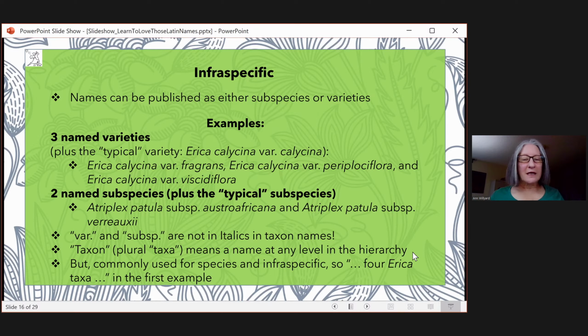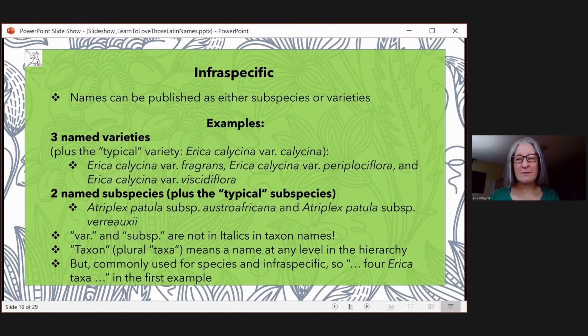I'm going to tell you that if you look up the dictionary definition of taxon, and the plural of that is taxa, it actually means any level in the hierarchy. And so if you're a taxonomist, you're dealing with plants and then families and genera and species. Those are each levels in the hierarchy. And taxon is appropriate to use for that.